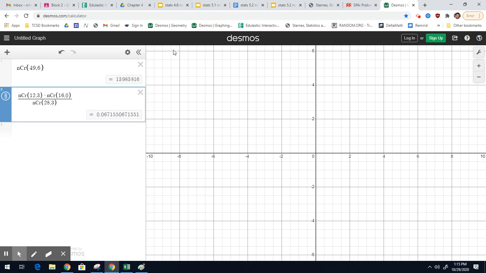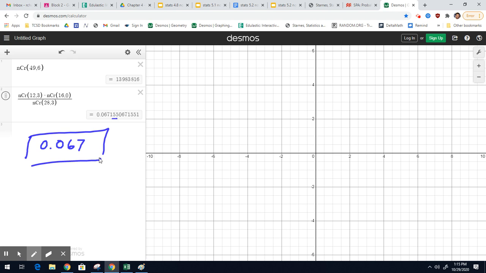I'll round it to, let's go to 3 decimals, right? So that probability is 0.067. The 1 leaves the 7 alone. So that's it as a proportion, where you can move it 2 places to the right to get 6.7%. There's about a 6.7% chance that all 3 of those students chosen would be girls.